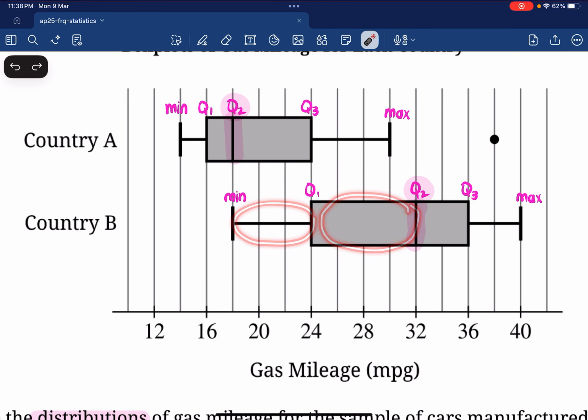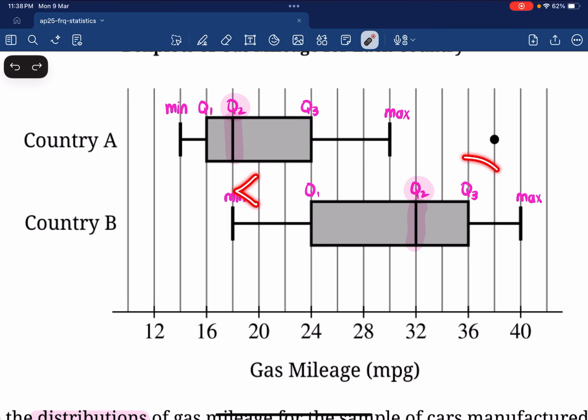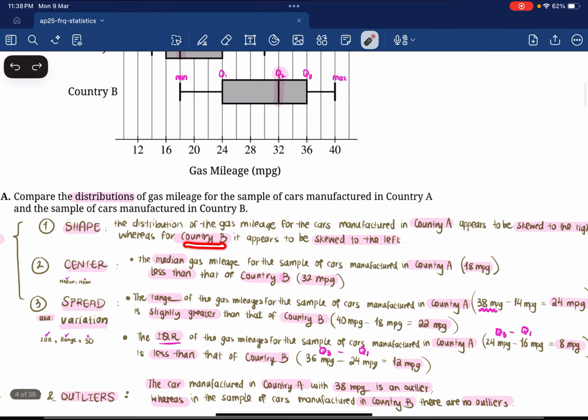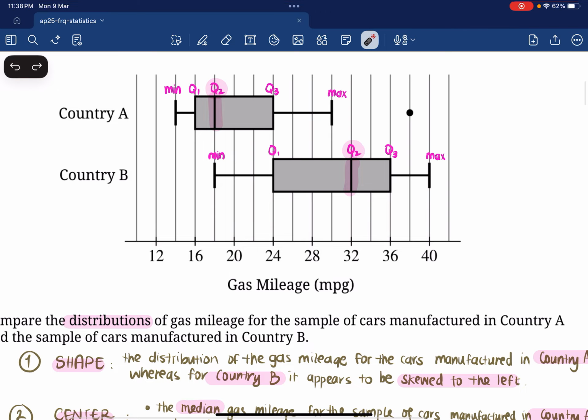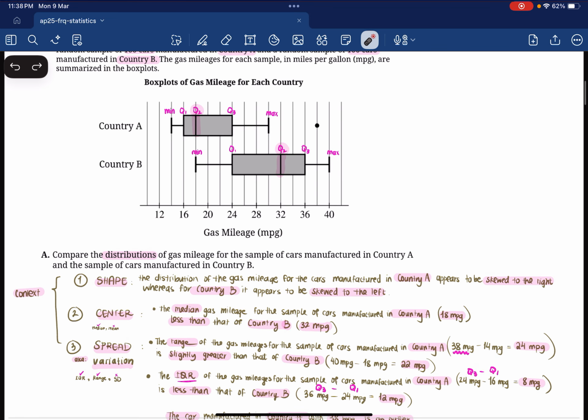side appear to be longer or larger than the box on the right and the tail on the right. So on the left side, the box is larger, so we can say it appears to be skewed to the left, or slightly skewed to the left. Whereas for country B, it appears skewed to the left. I believe for this question for country B, it's also acceptable to say slightly symmetric or approximately close to symmetric. But I believe what I can see here, since the box plot is larger on the left side than the right side, then I would say it is skewed to the left. Okay, so that's for the shape.